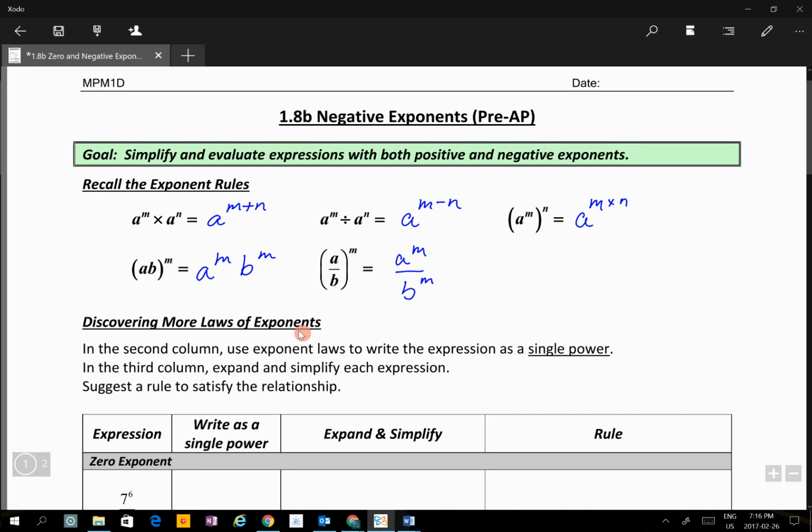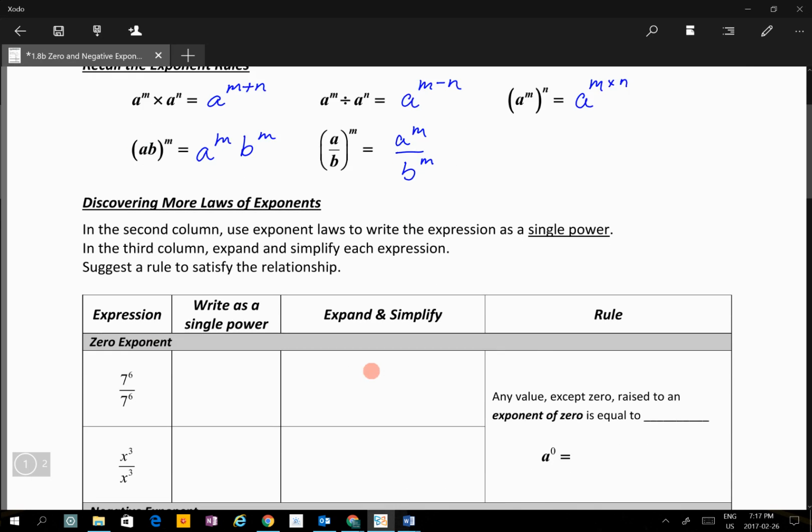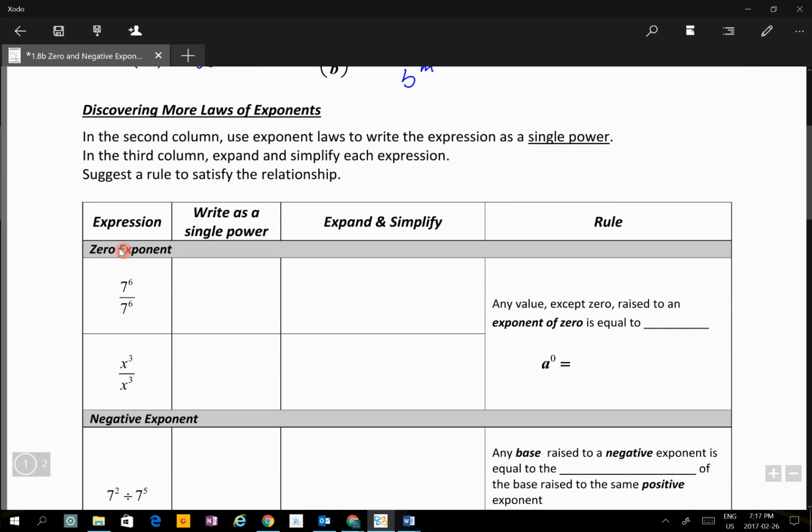Discovering more laws of exponents. In the second column, use exponent laws to write the expression as a single power. In the third column, expand and simplify each expression. Suggest a rule to satisfy the relationship. So here's the expression. This is a zero exponent, because if you took the quotient law and wrote down the quotient by subtracting the exponents, you'd write this as a single power, 7, and subtract the exponents, 6 minus 6. What would that result in? Well, that would result in an exponent of 0.